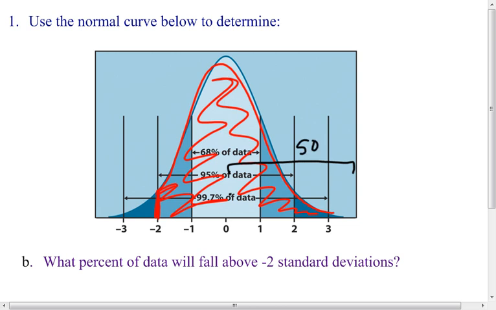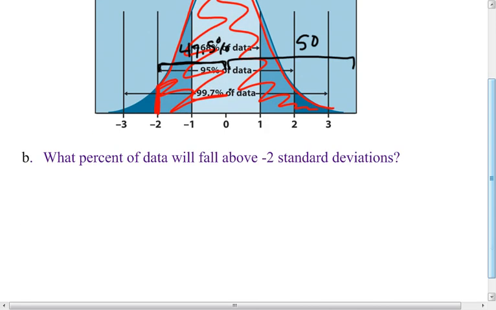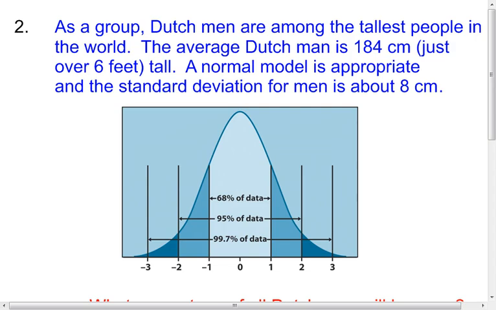Okay. From here to here is going to be half of that 95, and half of the 95 is 47.5%. So half of 95 is 47.5%, and if I add the 50 plus the 47.5%, I will get 97.5%. So 97.5% do that. Okay. One last example here.